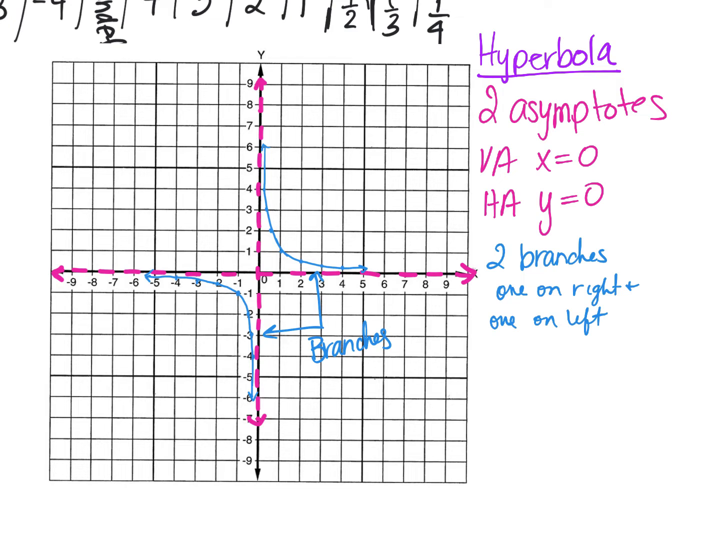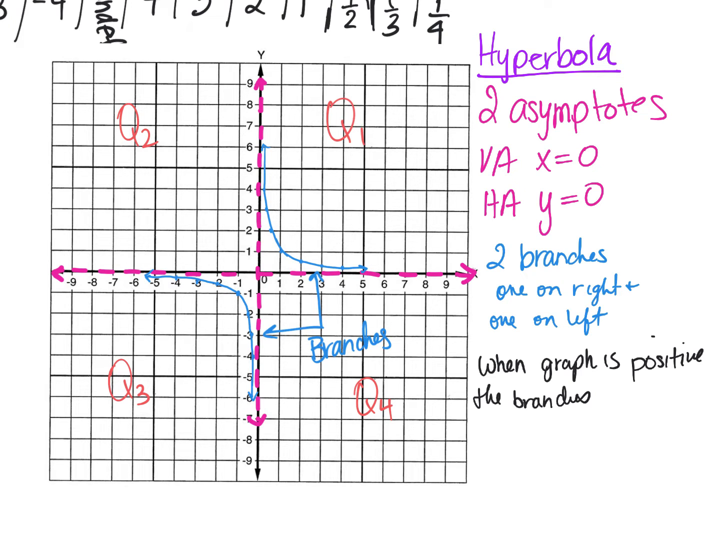Now these two asymptotes divide the graph up into quadrants. And the quadrants of the graph are labeled Q1, Q2, Q3, and Q4. When the graph is positive, the branches are in... What quadrants are these branches in? This is a positive graph.